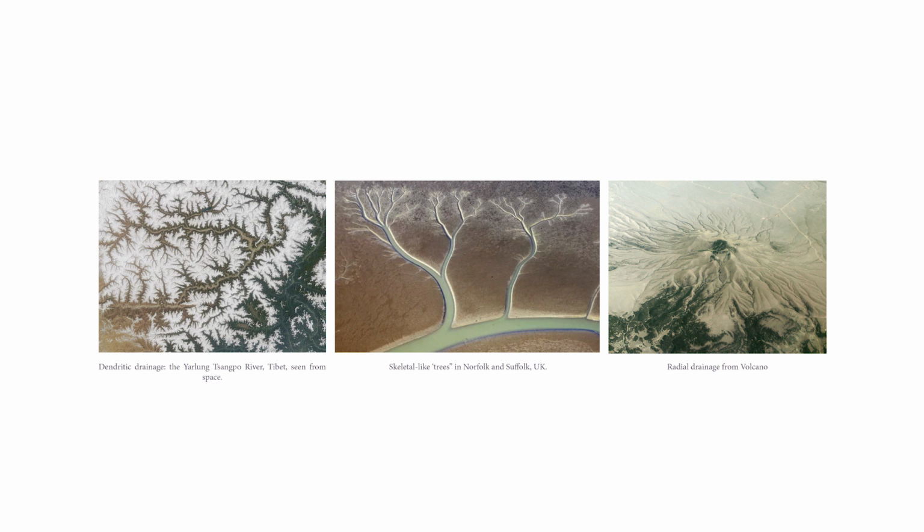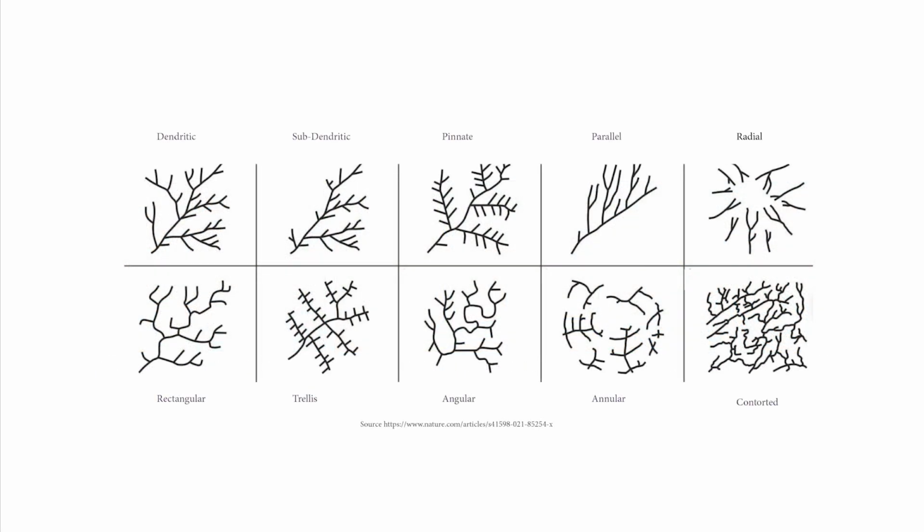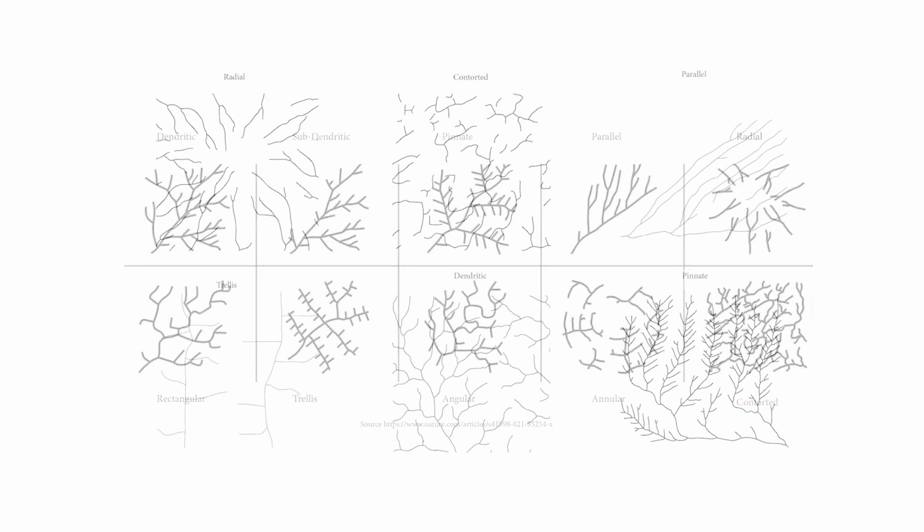I started by analysing various drainage patterns present in nature as seen on aerial views such as the Yarlung Tangspur River in Tibet and river pathways in Norfolk, England. The recognition of different drainage patterns are catalogued into 10 basic illustrations, which imply a difference in geological formations, land surface materials, and water on each site.